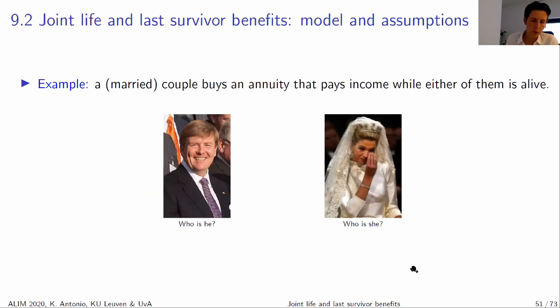So here are, of course, a few examples. An obvious example is that you have a married couple or a couple who buys an annuity that will pay a certain income while either of them is alive, or an annuity that would start to pay a certain income upon the first death of the partners, something like that. Yeah? So you typically see these constructions being used in pension, retirement kind of calculations.